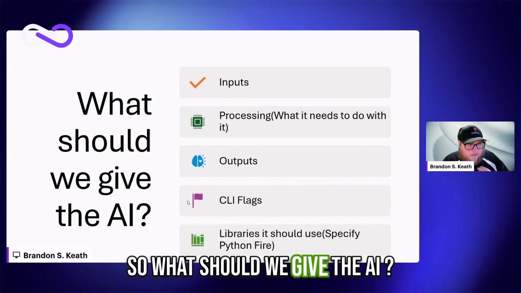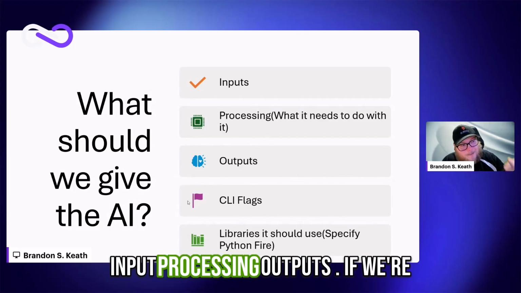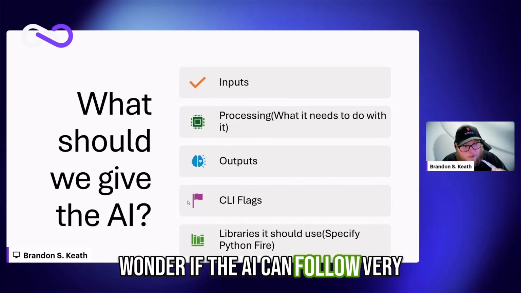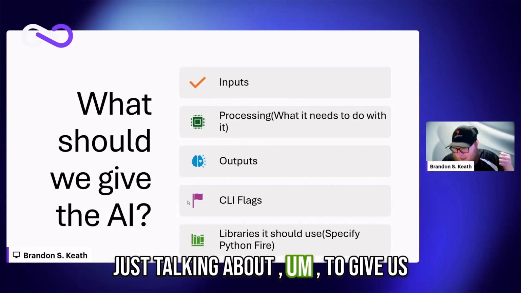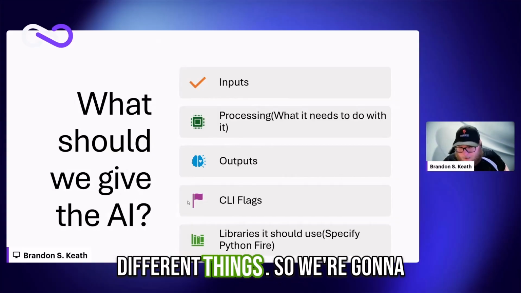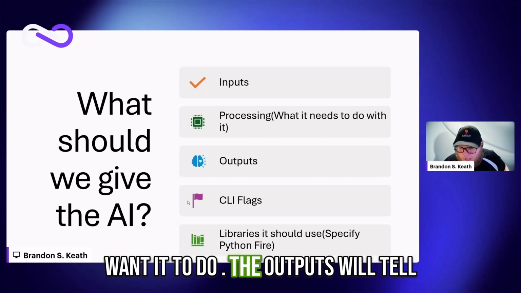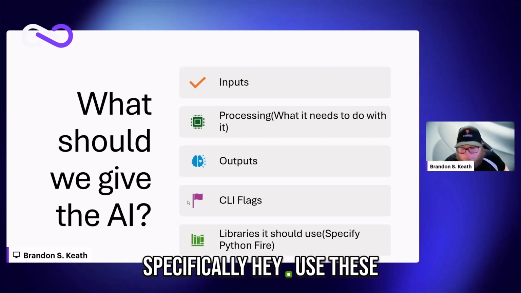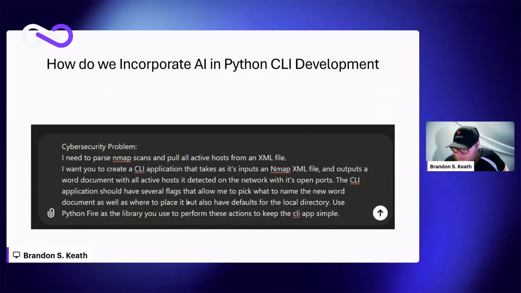So, what should we give the AI? Inputs, right? We talked about our input, processing, outputs. If we're very specific on those things, I wonder if the AI can follow a very similar pattern to what we were just talking about to give us different things. So we're going to give it inputs. We'll tell it what we want it to do. The outputs, we'll tell it the flags, and we will specify, hey, use these libraries. So there is our prompt.